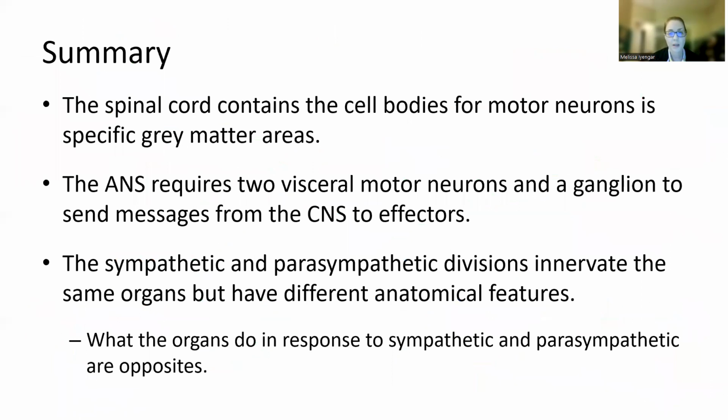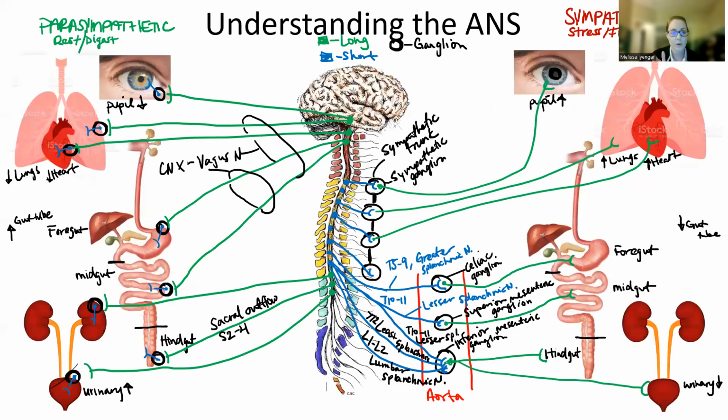So hopefully you see that parasympathetic and sympathetic have dual innervation. They innervate the same exact effectors, but they have opposite effects, right? And they have different anatomical features. So we see parasympathetic is going to be a long preganglionic neuron to a ganglion to a short postganglionic neuron. And then we see in sympathetic, we have a short preganglionic neuron to a ganglion to a long postganglionic neuron. All right, so hopefully that helped you with all the stuff for autonomic nervous system.